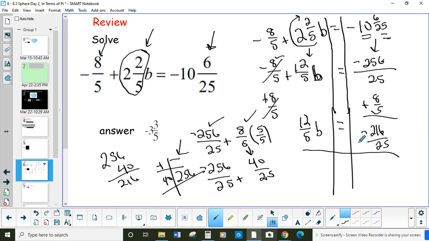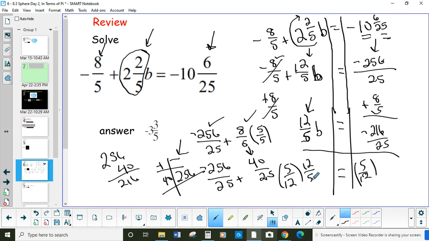I'm on this line. I have to get rid of that 12/5. That's a 5, not an 8. So what do I do to both sides? When I got a fraction in front, I flip it upside down, or use the reciprocal, what's called the multiplicative inverse, and I multiply both sides by that number. So the fraction in front, I flip it upside down, and I multiply both sides by that number.